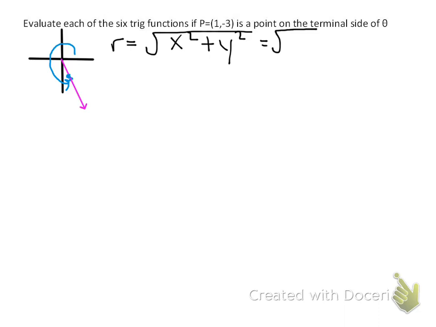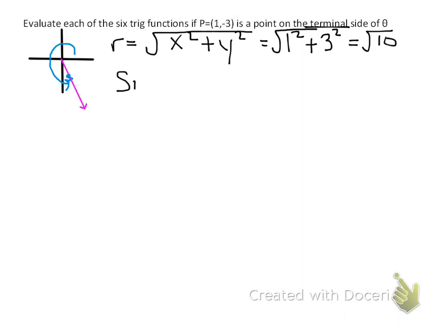Well, here my x squared would be 1 squared. Y squared is 3 squared. That gives me the square root of 10. Can I reduce the square root of 10? Yeah. Absolutely not. There's no perfect square factors of 10. All right, so now I have my r value, I have my x value, and I have my y value. So now I can start finding my 6 trig functions.